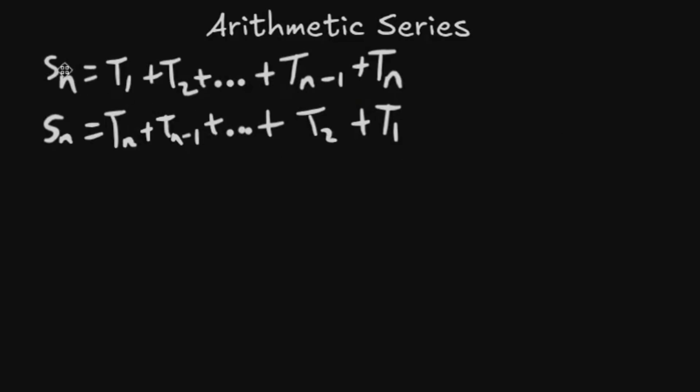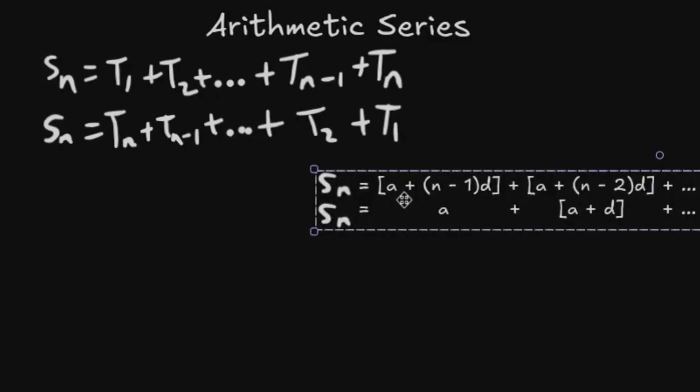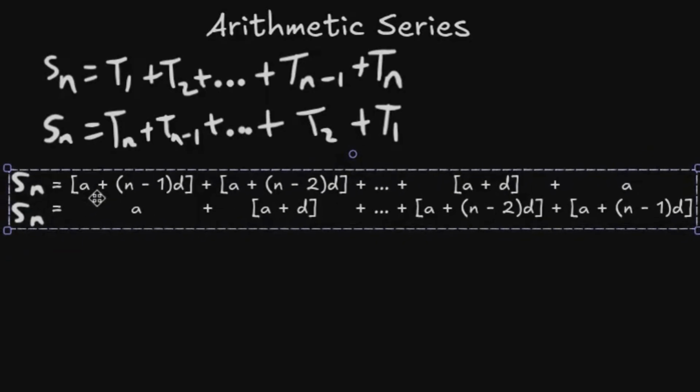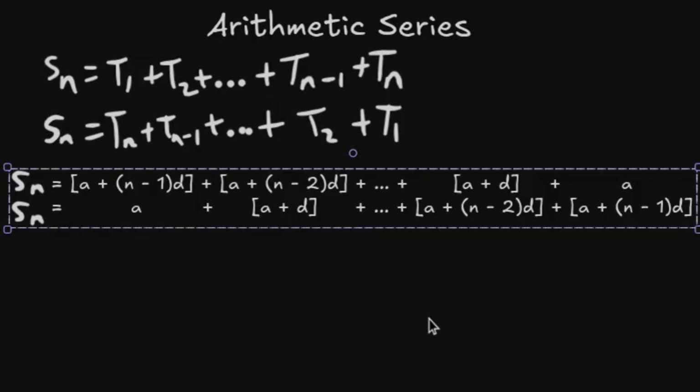So like this. In the first summation, you add the first term, the second term all along until the nth term. But in the second summation, which is actually the same summation, you add from the nth term, the n minus 1 term until the first term. Now, using the general formula to find the value of the nth term, we can write the summation as this.